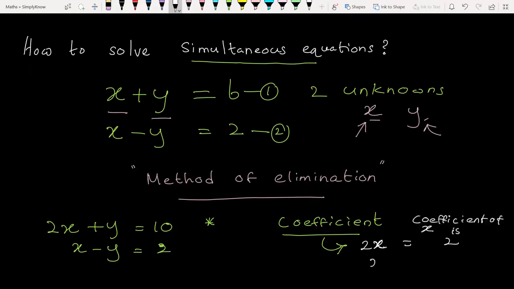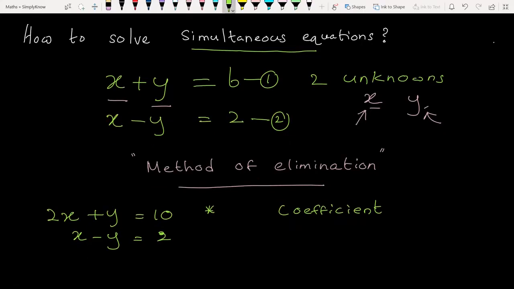Then if I give you just x, what is the coefficient? It's 1. Because x means here 1 times x. Even 2x here is 2 times x. Let me tell you again. In this case, we need to find the unknown that has the same coefficient in both equations.